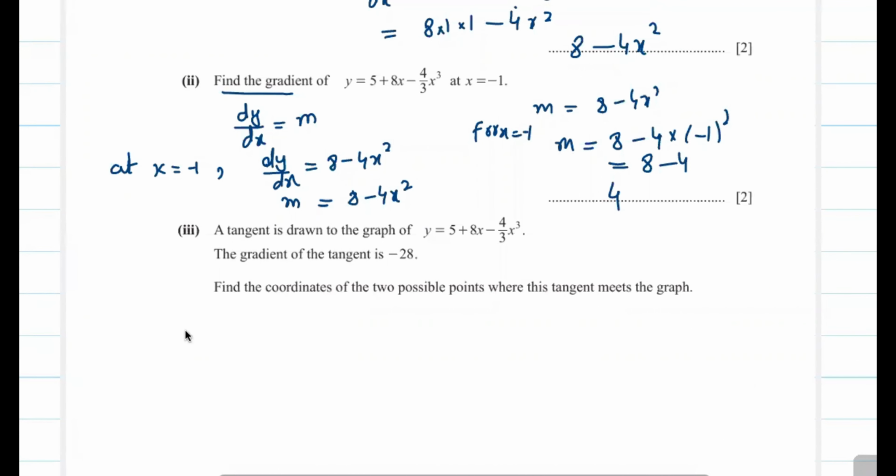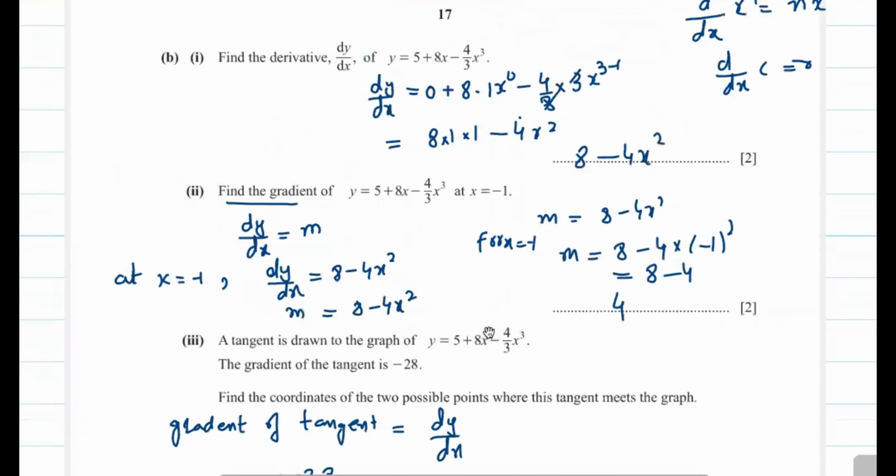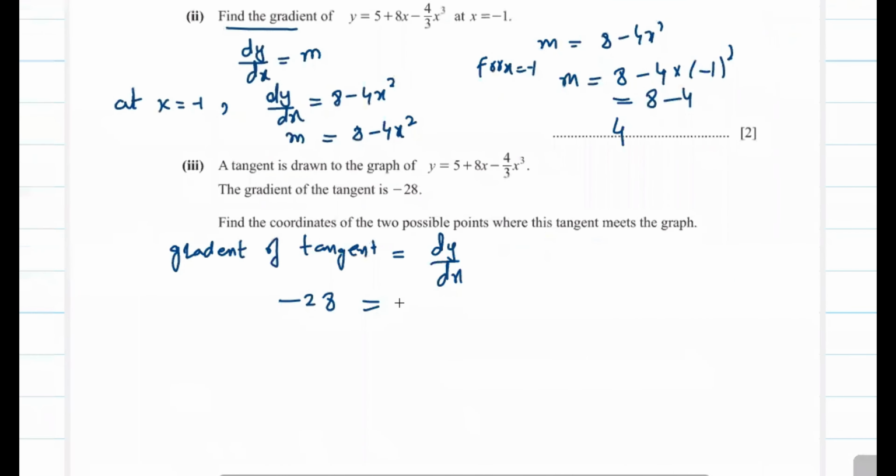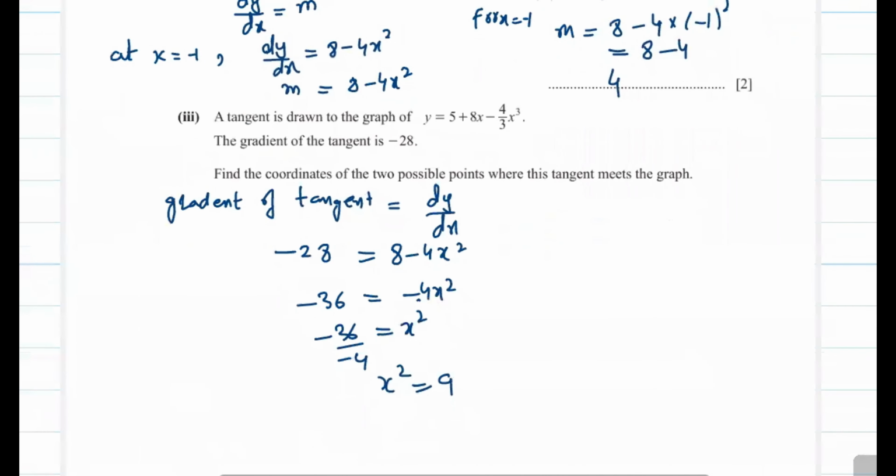We know the gradient of the tangent will be equal to dy over dx. Now the gradient of the tangent here is minus 28. dy over dx here is 8 minus 4x squared. Now that can be written as minus 28 equals 8 minus 4x squared. Then x squared will be equal to minus 36 divided by minus 4. That value becomes x squared equal to 9. Now we can write x equal to plus minus 3. The possible values of x are plus 3 and minus 3.